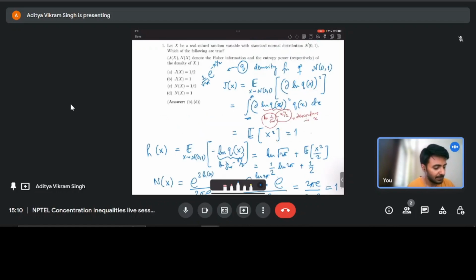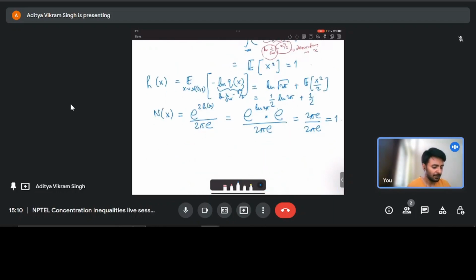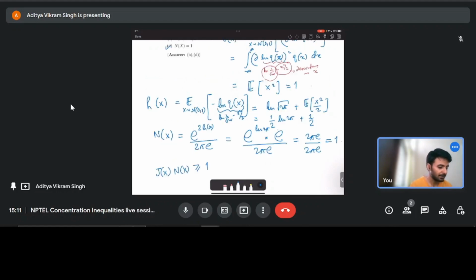So Jx is 1 and Nx is also 1. And we had this inequality, Stam's inequality, which says that Jx into Nx is greater than or equal to 1 for every random variable x with a density. So the Gaussian random variable achieves the equality here. Both Jx and Nx are 1, and so Jx into Nx is 1.